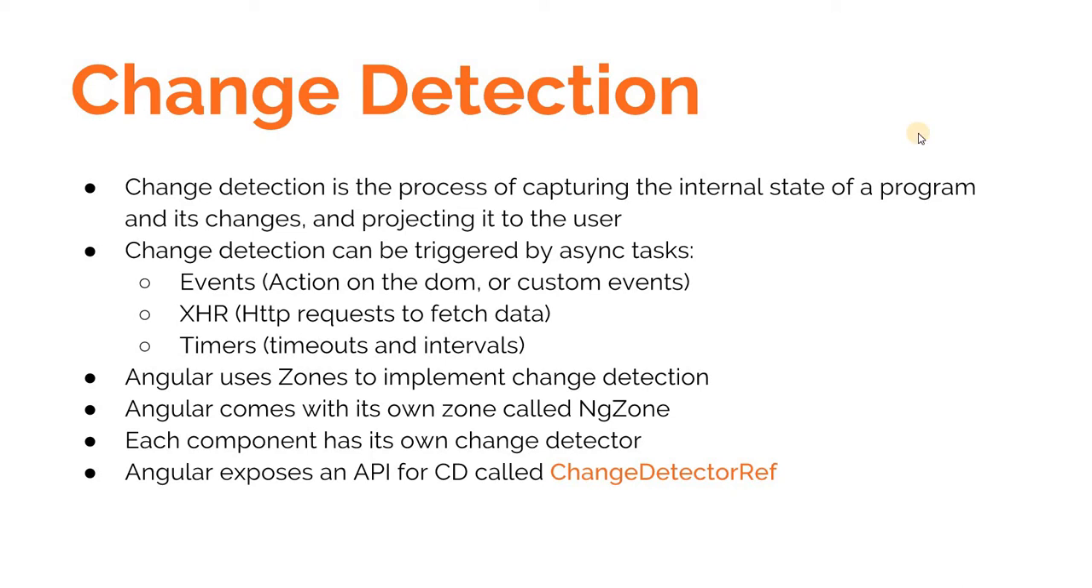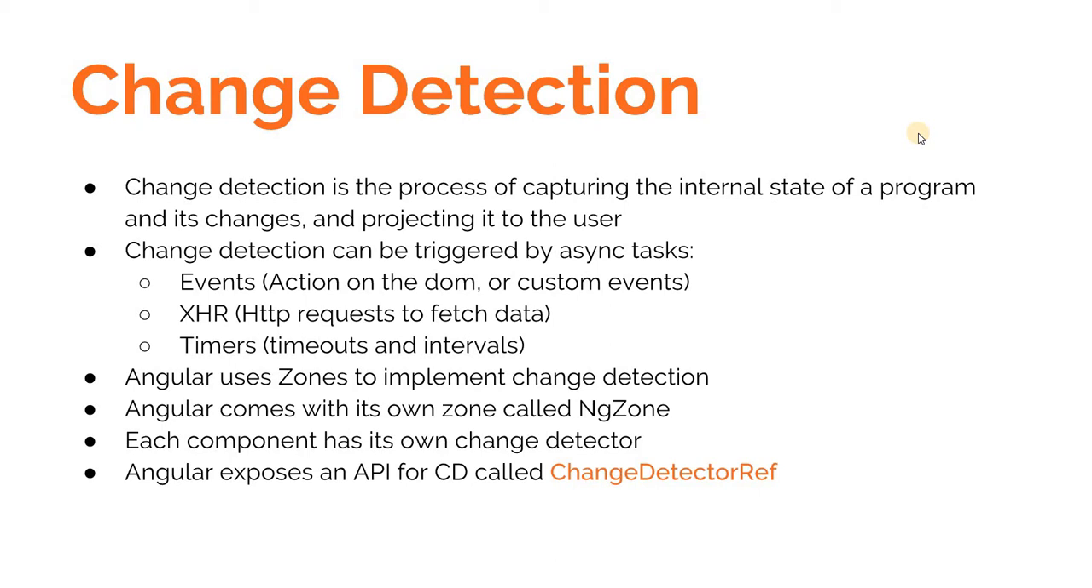So in this section we'll talk about the change detection mechanism in Angular. Now change detection is a process of capturing the internal states of an application and then somehow projecting these changes to the user. In simple terms, you can say that it's basically a way of synchronizing your model with the view.